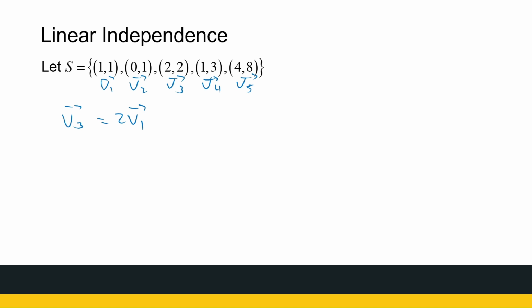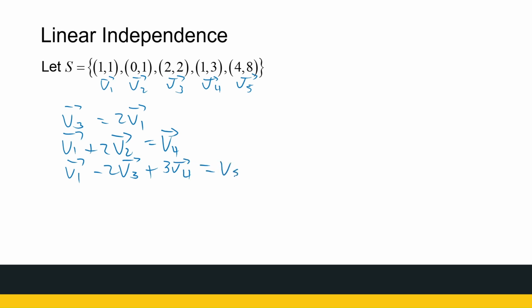You should be able to see, or with a bit of investigation, that V1 plus 2 times V2 will give me V4. And a more complicated relationship that you can't necessarily see, but you can check, is that V1 minus 2 times V3 plus 3 times V4 is going to give me V5.